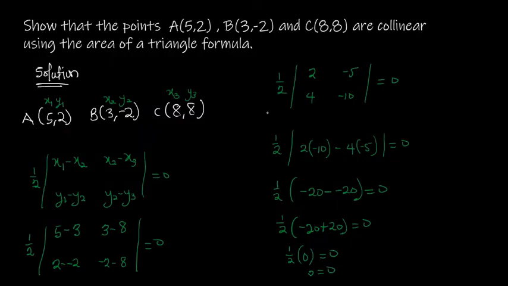Alright, so because the area of the triangle after calculating is equal to 0, we can therefore conclude that the points A with the coordinate 5, 2, B with the coordinate 3, negative 2, and C with the coordinate 8, 8 are collinear points, since the area of the triangle is equal to 0.